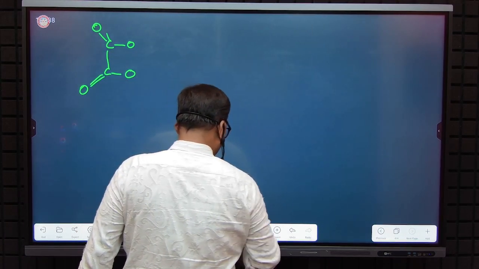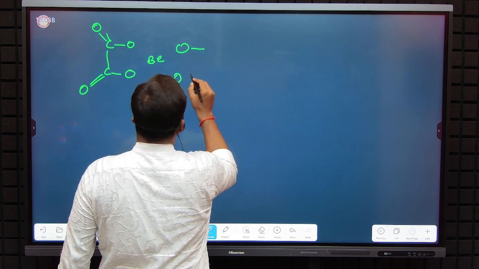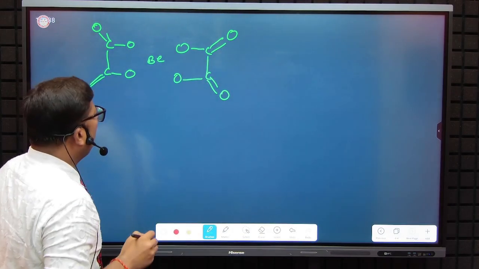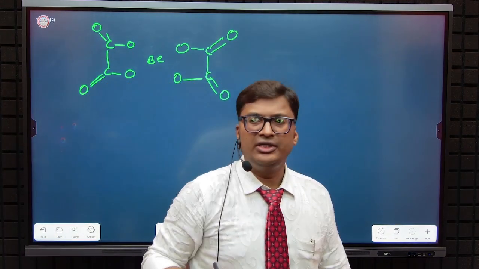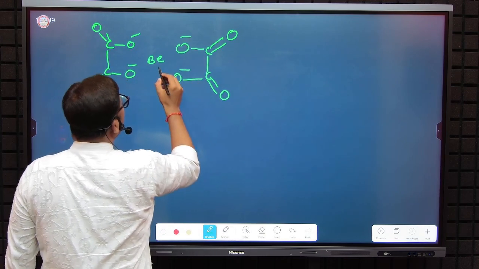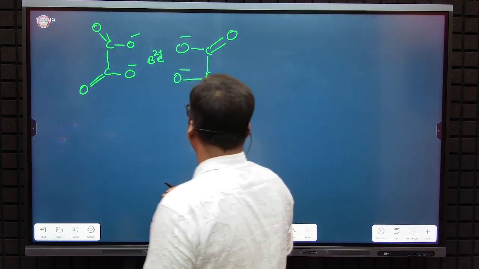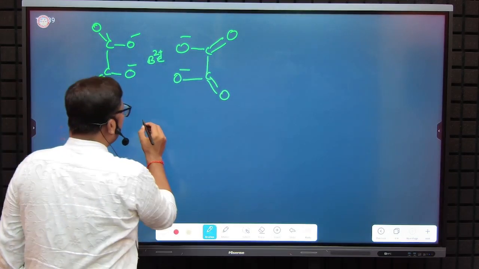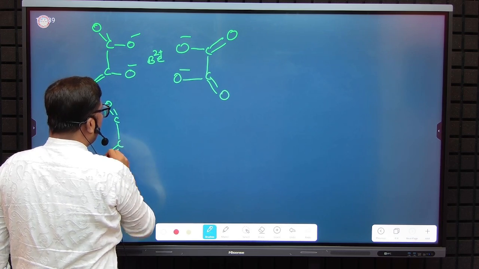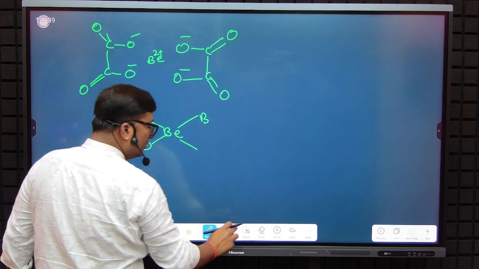Actually we have to draw it symmetrically: Be, and this is O, this is O, and this is C and this C, and this is O and this is O. Both oxygens bear a negative charge here, and beryllium 2+ is the central metal cation. So it forms complexes with 4 oxygen donors like that.